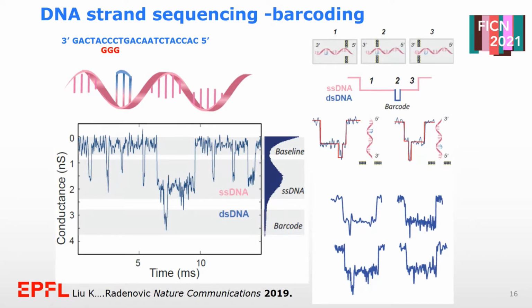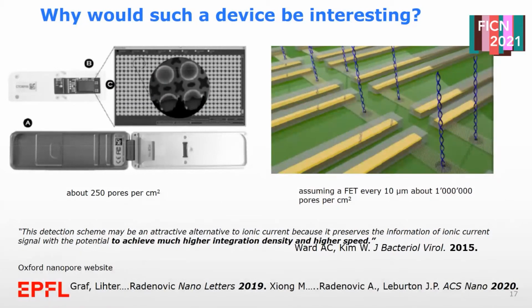One of the reasons for that is that the density of the devices we can achieve using this platform can be much higher if we combine the detection of the molecules using a FET sensor with the biopore. This can lead us to a million devices per square centimeter, unlike a mean ion device, which has 250 pores per square centimeter.